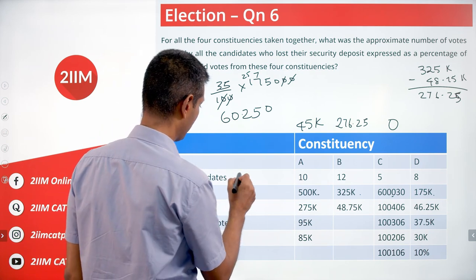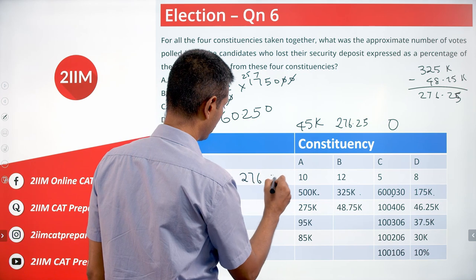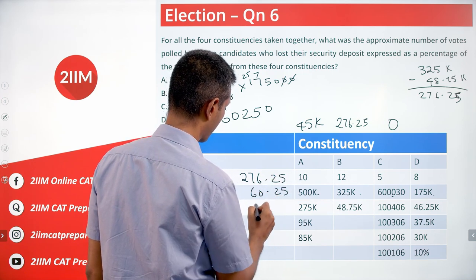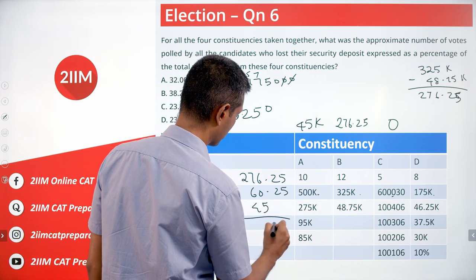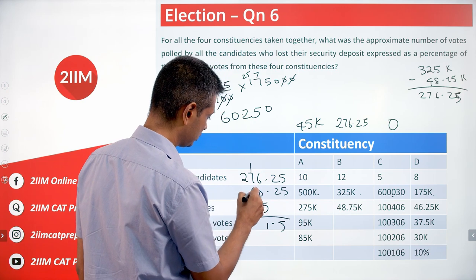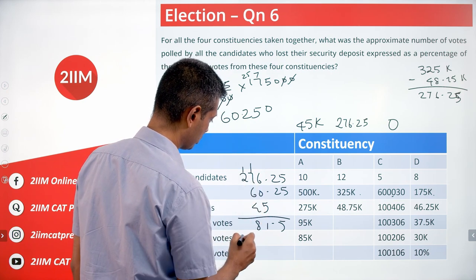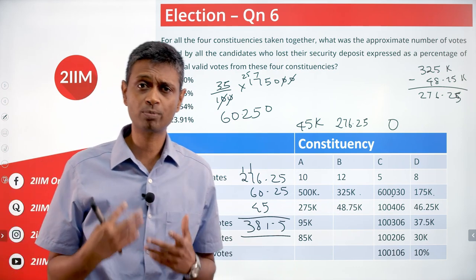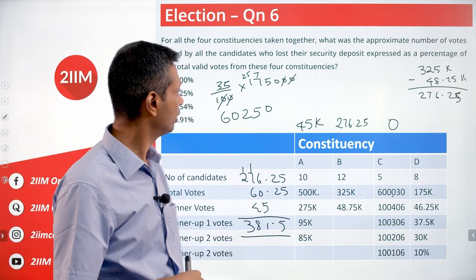I'm going to add these three numbers. 276.25, 60.25, 45. The 0.5 sitting here, 5 plus 6, 11, 1, 1, 8, 14, 18, 8, 1, 381.5. That is the total number of votes polled by guys who lost their deposit.